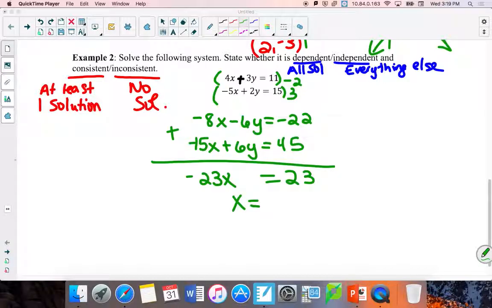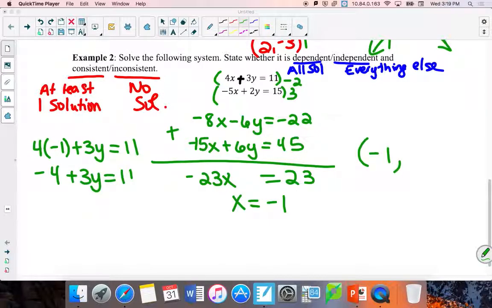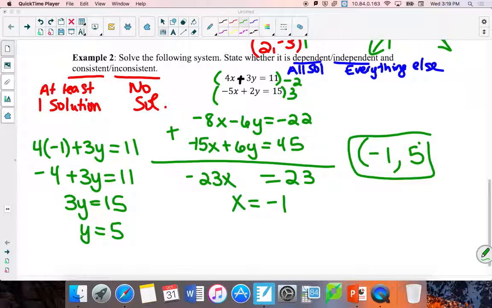X would equal negative 1. So I know I can start my ordered pair over here, and it's going to be negative 1, comma something. Plug that back into either original. Let's go ahead and just go into the first one. So I get 4 times negative 1 plus 3y equals 11. Negative 4 plus 3y is 11. Add 4. 3y is 15. So y is 5.